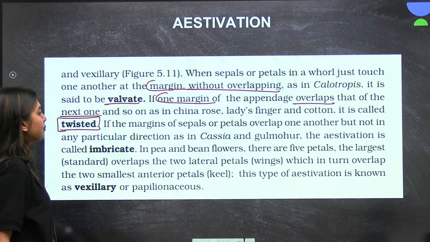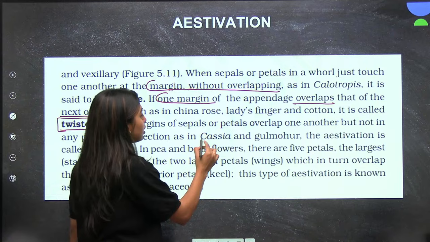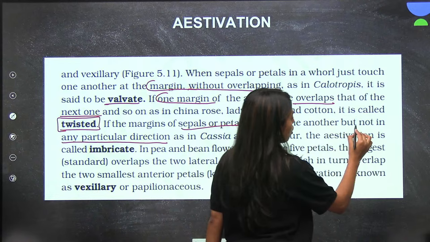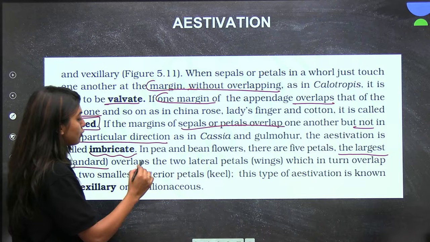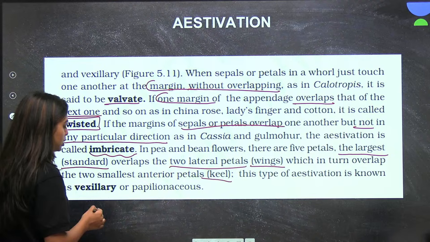If the margins of sepals or petals overlap one another but not in any particular direction, that means overlapping is happening here also but not in any particular direction, this aestivation is called imbricate aestivation. Last one, what do we have? We have one large petal called the standard petal, two lateral petals called wing petals, and two keel petals which are fused, forming vexillary. Clear?